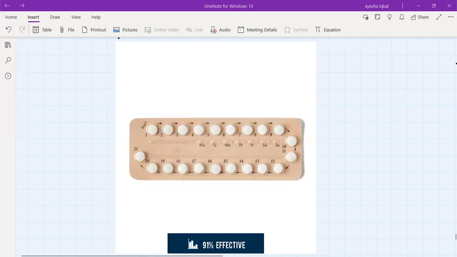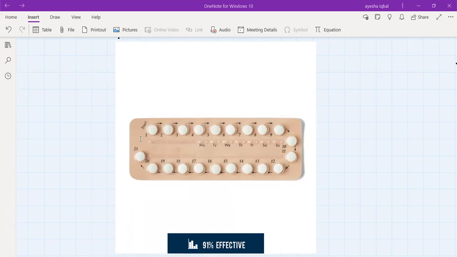Okay, so tell her that you need to follow this arrow sign. Start with the first pill and then follow this arrow sign and take the pills for the next 3 weeks every single day at the same time. Okay, and then give a break for 7 days. Right. So during the 7 days, withdrawal bleeding will occur.